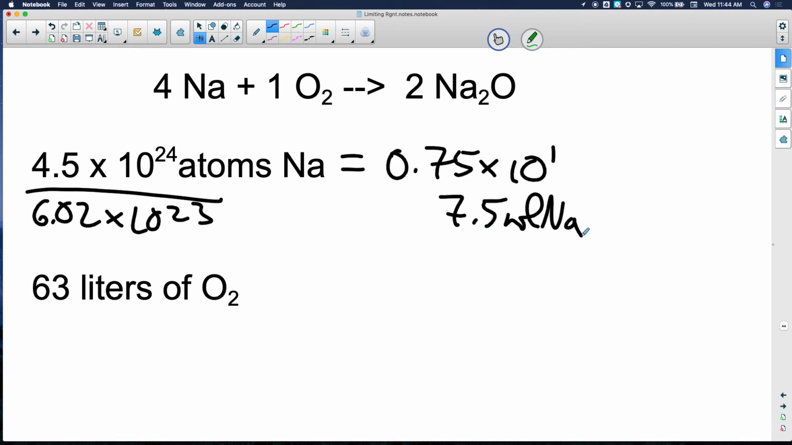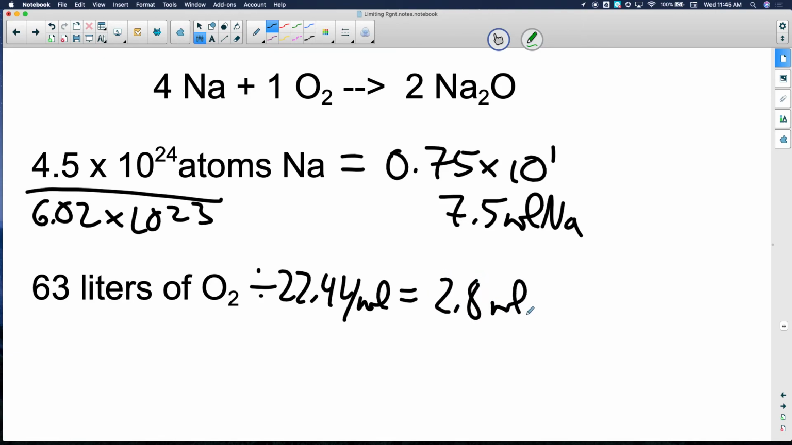Nathan Parker, what am I going to do with 63 liters of oxygen? And what do I get when I do that, Elliot? What is 63 divided by 22.4? Say again? 2.8 moles of oxygen.